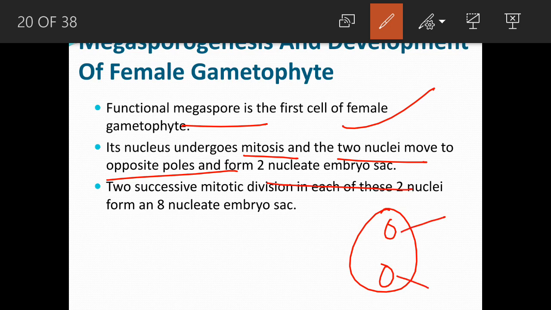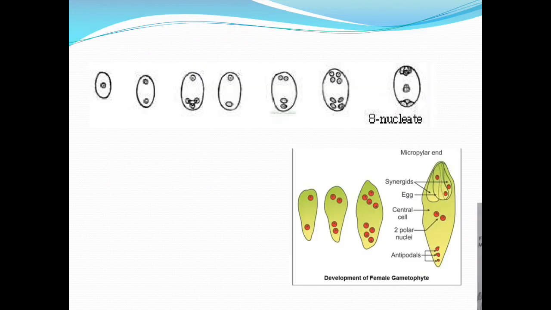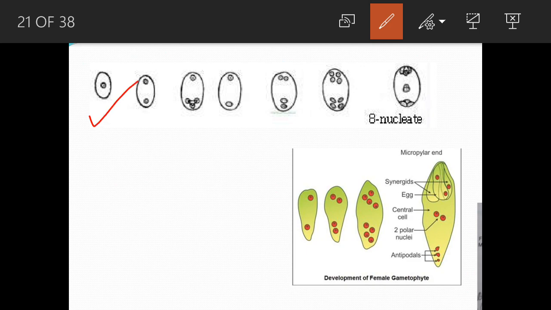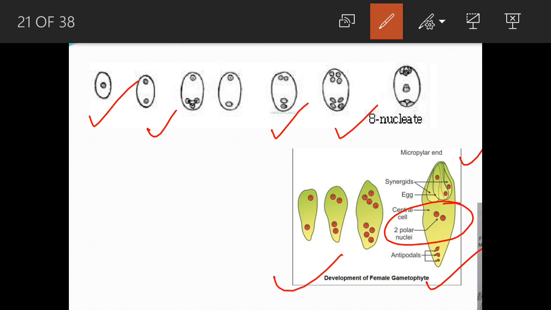Then it will undergo 2 more successive mitotic divisions to form 8 nuclei. So this is the structure. This is the embryo sac with 1 nucleus, then 2, then it will again divide to form 4, then 8. 3 will remain towards the micropylar end, 3 will remain towards the chalazal end, and 1 nucleus from each pole will move to the center and form the polar nuclei. This is the development of the female gametophyte.